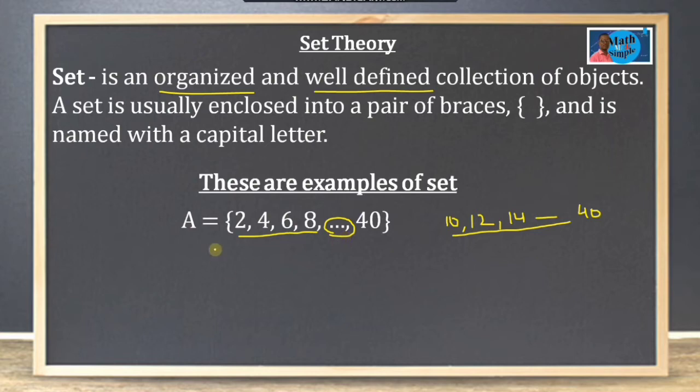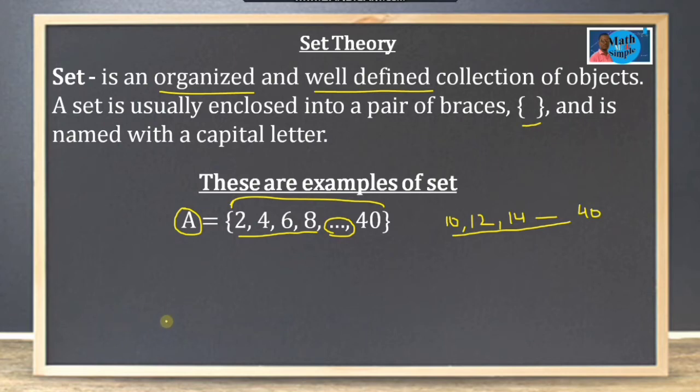So we say A equals, and this is the pair of braces. We told you that a set must be organized, well-defined, and is usually enclosed in a pair of braces. You will usually see this pair of braces enclosing a set. Then sets are named with capital letters. You will not see a small a as the name of a set. It will usually be a capital letter.